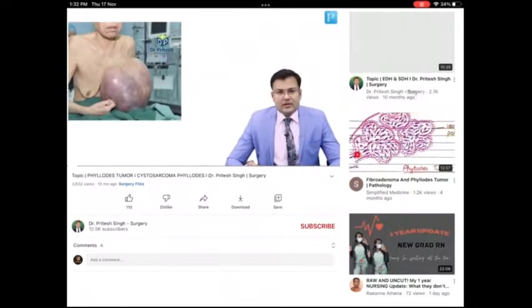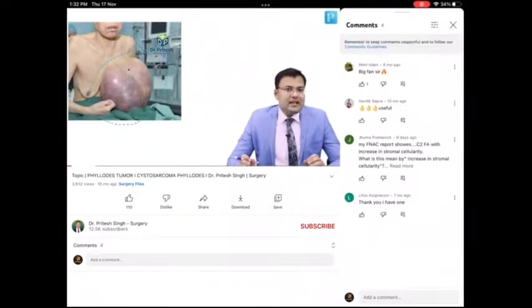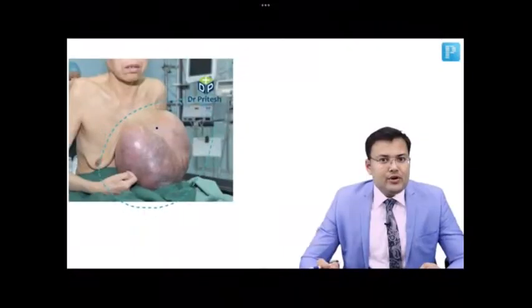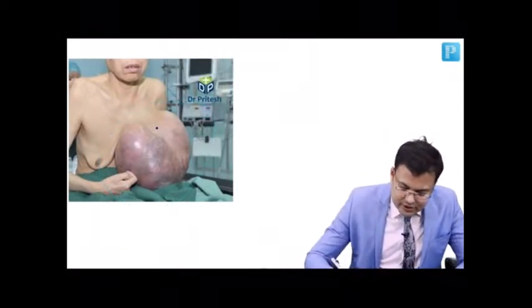Now see this condition and tell me what is the diagnosis. Here you can notice that the affected breast is massively enlarged, and this is a spot diagnosis. This is Phyllodes tumor, also known as cystosarcoma phyllodes, also known as serocystic disease of Brody. So what's the name of this condition? This is Phyllodes tumor.